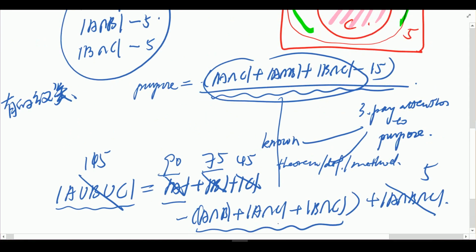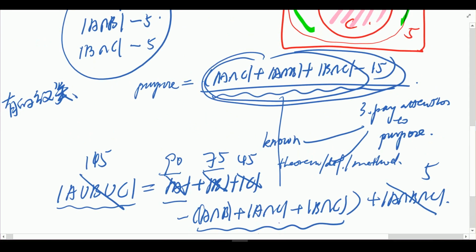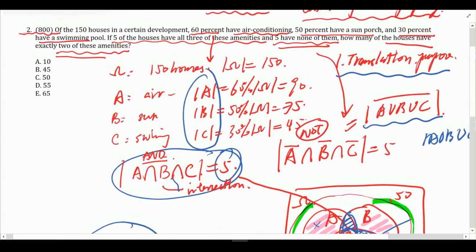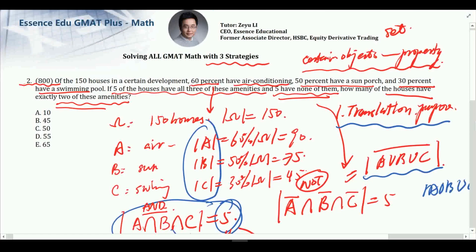So finally, we come back to our purpose. What we want is basically 70 minus 15, which gives me 55. The answer, therefore, is 55, and the right answer for this question is D. Get it? So that's how you arrive at the answer.